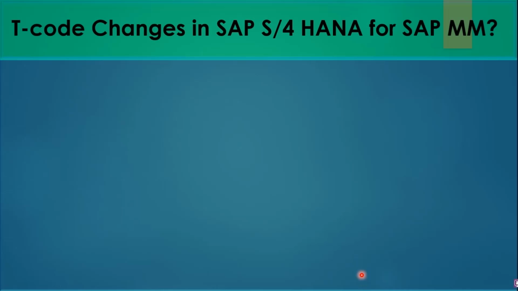Then from a T code perspective, what all T codes have been made obsolete or replaced in S4 HANA. So I will tell you from a material management perspective. So the major change is in BP, that is business partner, as I already explained in previous slides. So what are all the T codes?